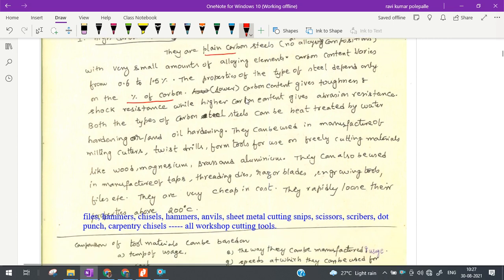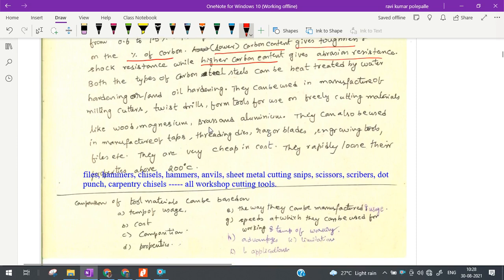So percentage of carbon, if it is less, we find these tools are more tough. So lower percentage within this 0.6 to 1.5%, if the carbon content is lesser, we find the tool has more of toughness. On the other hand, when the carbon content is higher, it gives better abrasion resistance and thereby wear resistance. Both these type of carbon tool steels, they can be heat treated by water hardening or oil hardening, so that when they're quenched in this oil or water, they attain the required hardness.